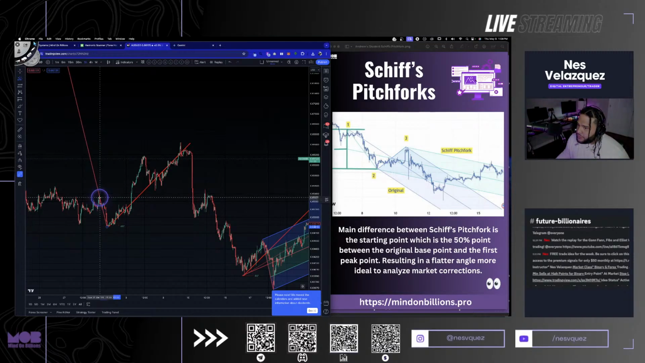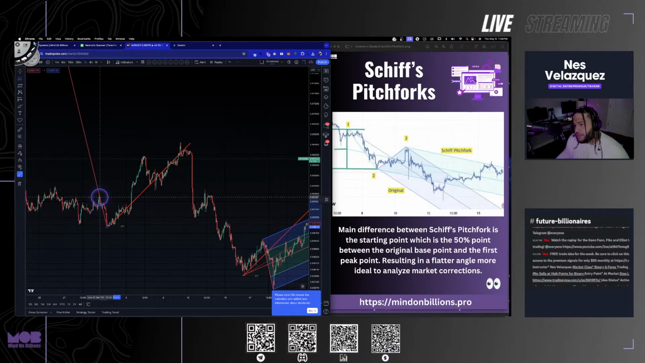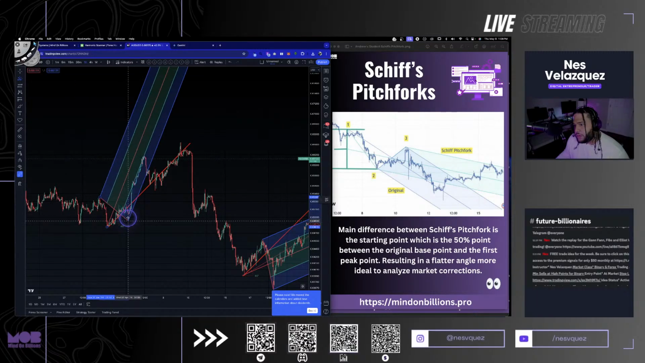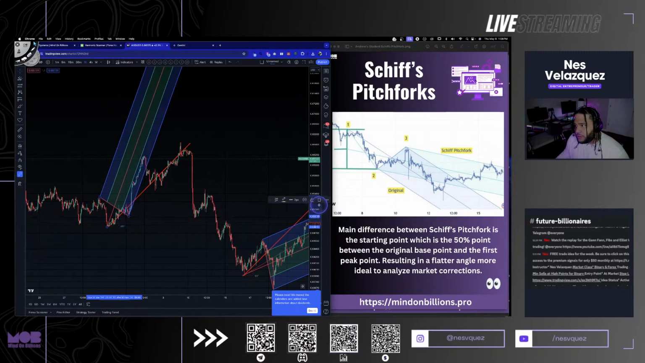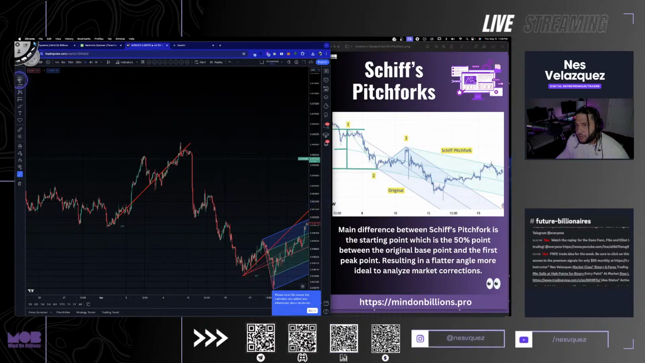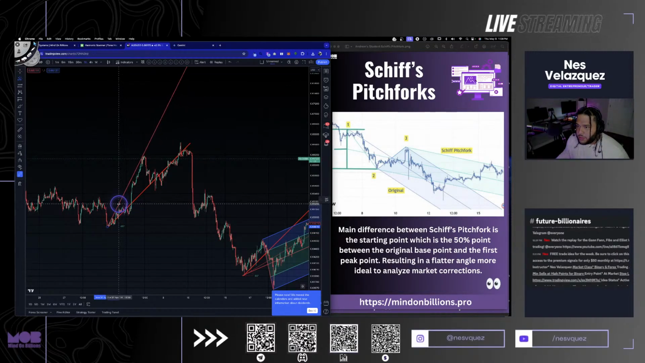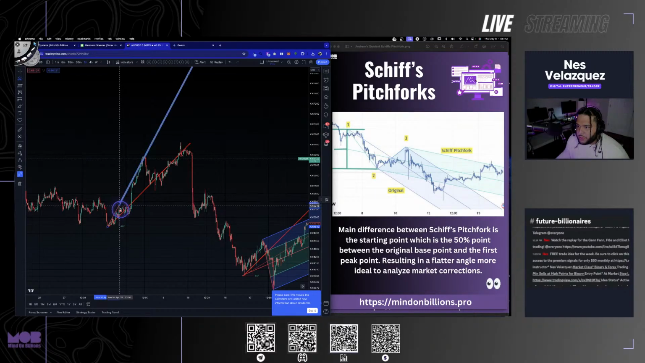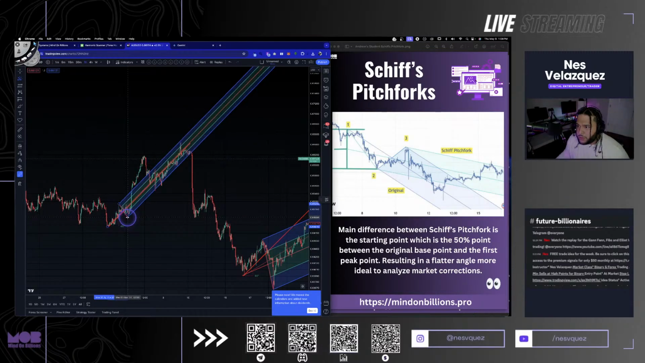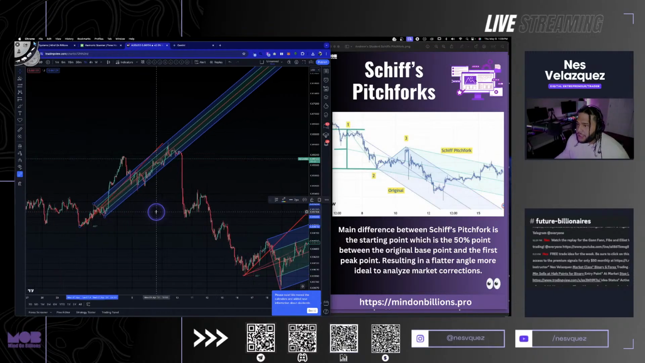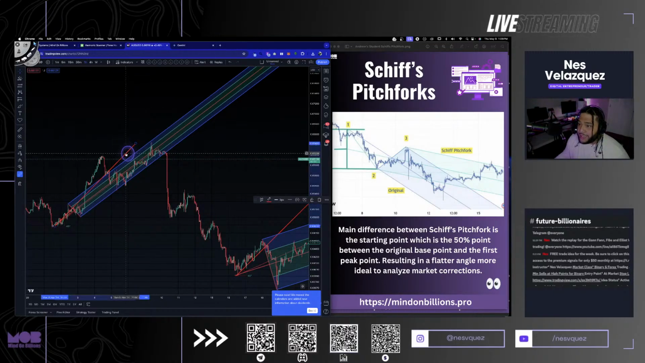Is it the high before? First high before and then the lower one. For the shift. Oh no, it's the same. All right, so here is the first high. Here is that. Okay, so as you can see, the shift pitchfork is narrower.